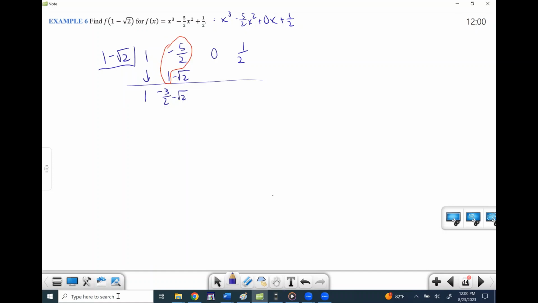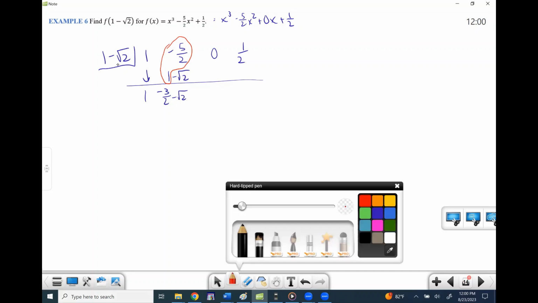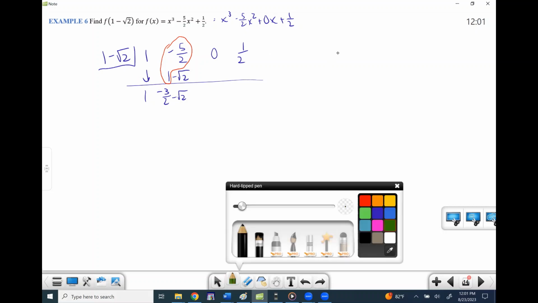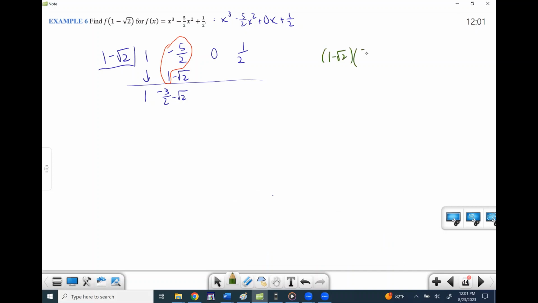Cool. Okay. So now we have to multiply these by each other. So that means that we have to do 1 minus root 2 times negative 3 halves minus root 2. So we're going to get negative 3 halves minus root 2. Negative times a negative is a plus. 3 halves times the root 2. And then a negative times a negative is a plus. And root 2 times root 2, that's 2.